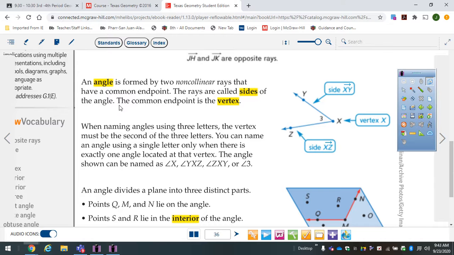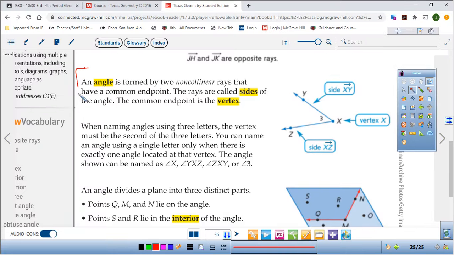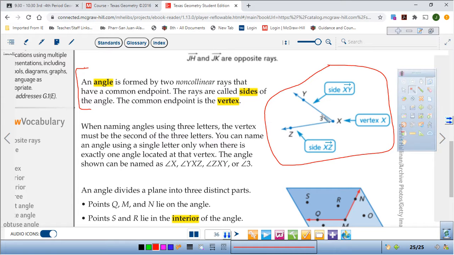So I'm not going to tell you to write everything. I really don't want you to write everything. But you have to have this drawing, this one for sure. You know, this is side XY. This is side XZ. The vertex is right there, X. You okay with that one? So if you draw the picture, it kind of gives you all this information. But if you want to go ahead and write all of this down, or you want to put it in your own words, I would.